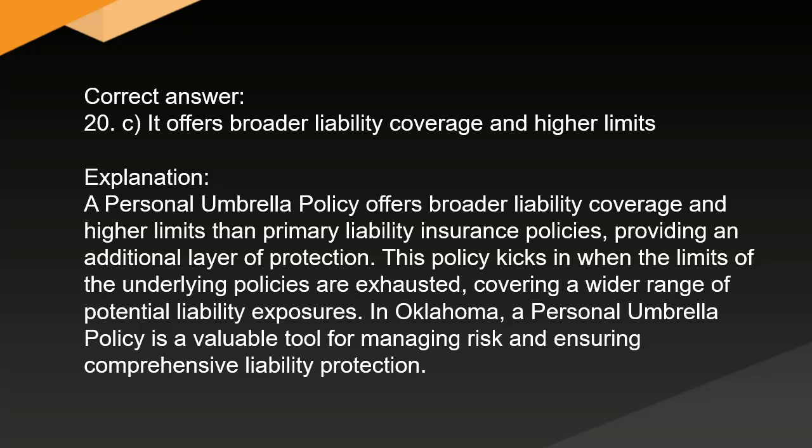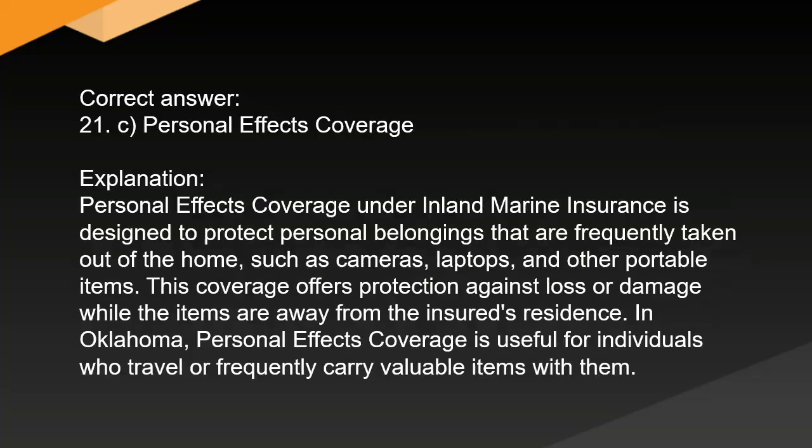Correct answer: C. It offers broader liability coverage and higher limits. Explanation: a personal umbrella policy offers broader liability coverage and higher limits than primary liability insurance policies, providing an additional layer of protection. This policy kicks in when the limits of the underlying policies are exhausted, covering a wider range of potential liability exposures. In Oklahoma, a personal umbrella policy is a valuable tool for managing risk and ensuring comprehensive liability protection.